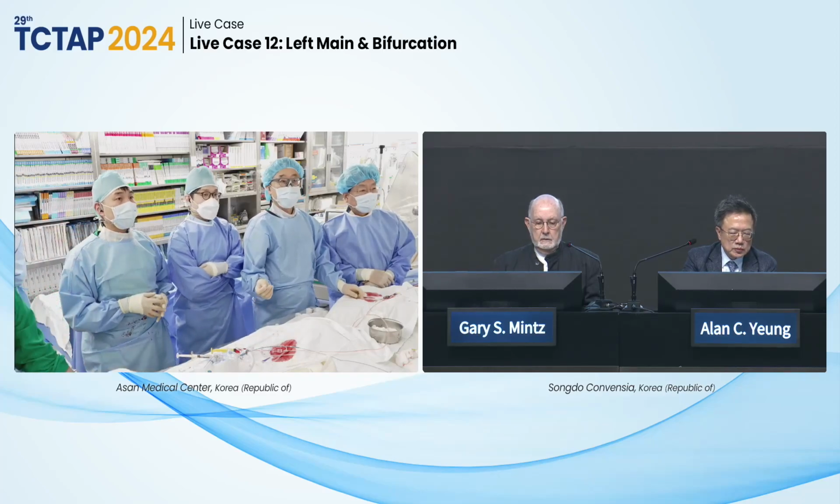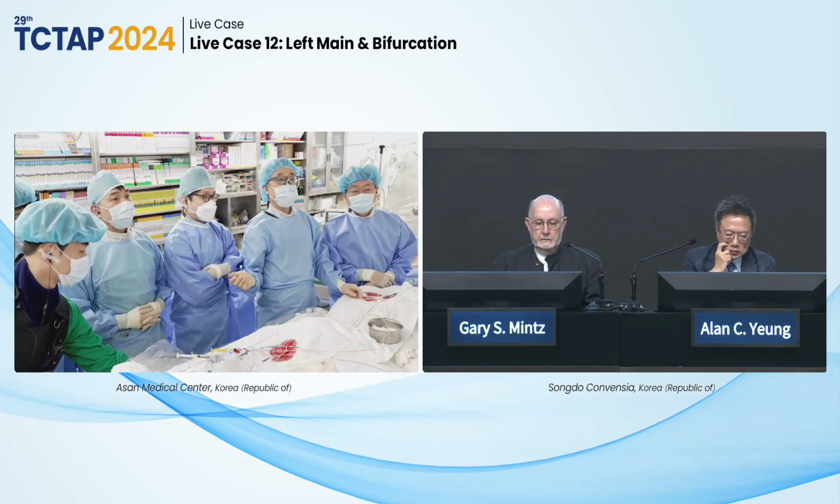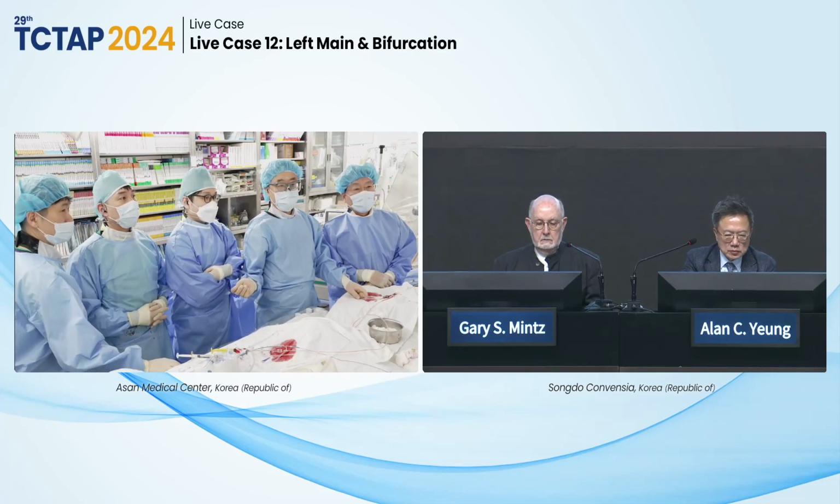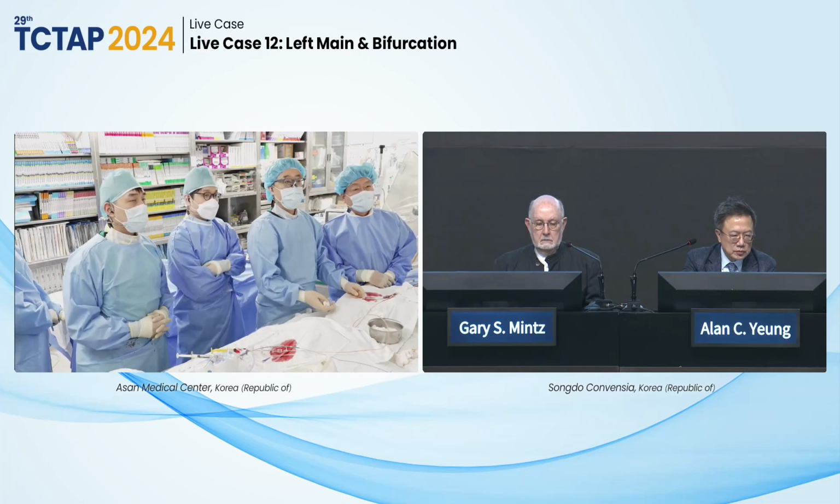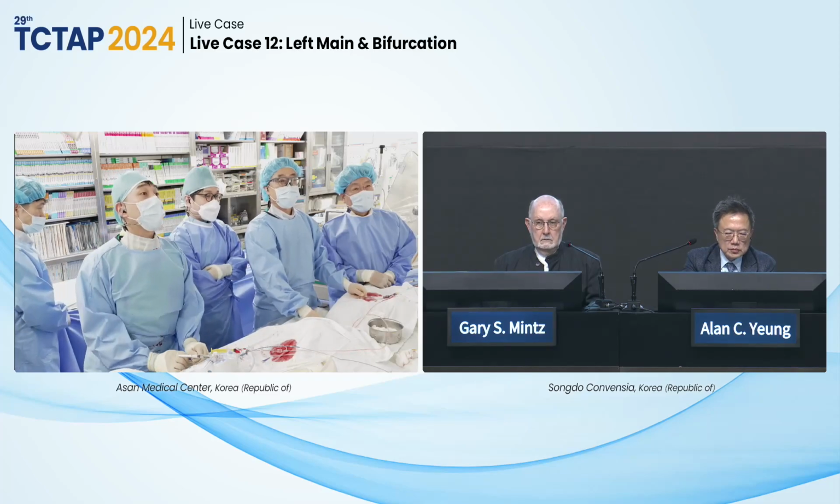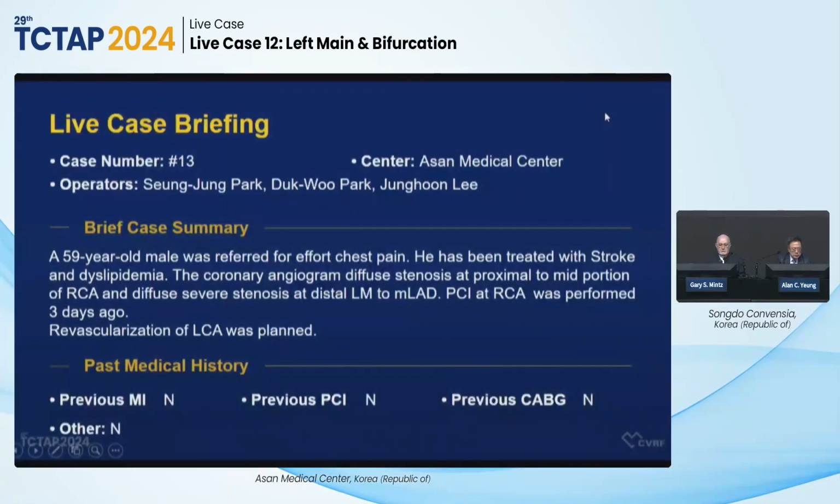So I'm D.W. Park, and our second assistant is Junghoon Lee from Seung-Ho Hospital, and the senior fellow Han-Soo Park. Han-Soo, can you present the patient background first? Yeah, thank you. This case is a 59-year-old male presented with effort-related chest pain. He has been treated for stroke and dyslipidemia. The coronary angiogram showed diffuse stenosis at proximal to mid portion of RCA and diffuse stenosis at distal left main to mid LAD. The PCI at RCA was performed 3 days ago, and we planned revascularization of the left coronary artery.